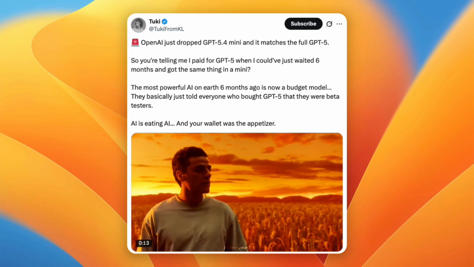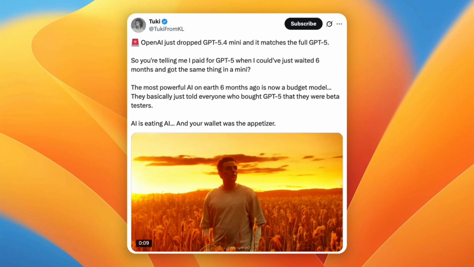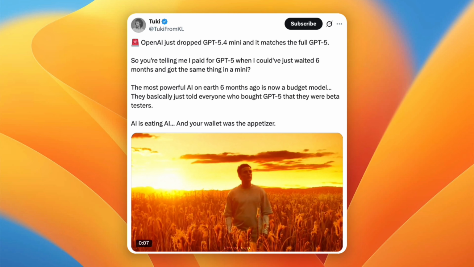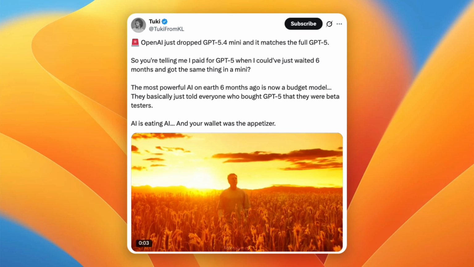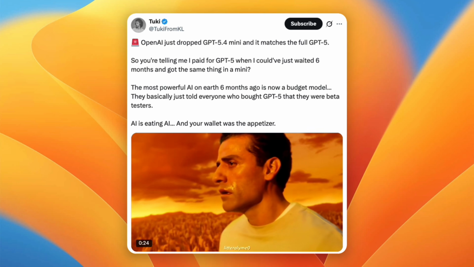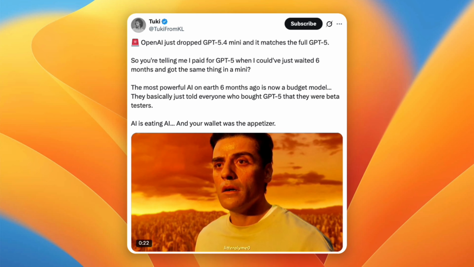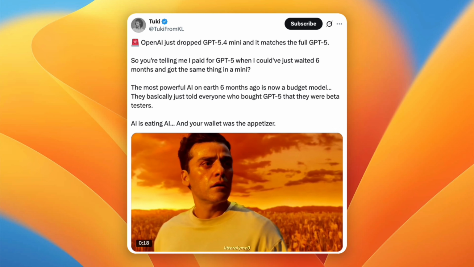And I've been seeing some similar tweets like the one I'm showing right now, but basically it's saying: you're telling me I paid for GPT-5 when I could have just waited 6 months and got the same thing in a Mini? The most powerful AI on earth 6 months ago is now a budget model. They basically just told everyone who bought GPT-5 that they were beta testers. And this is a sentiment a lot of people are sharing right now.